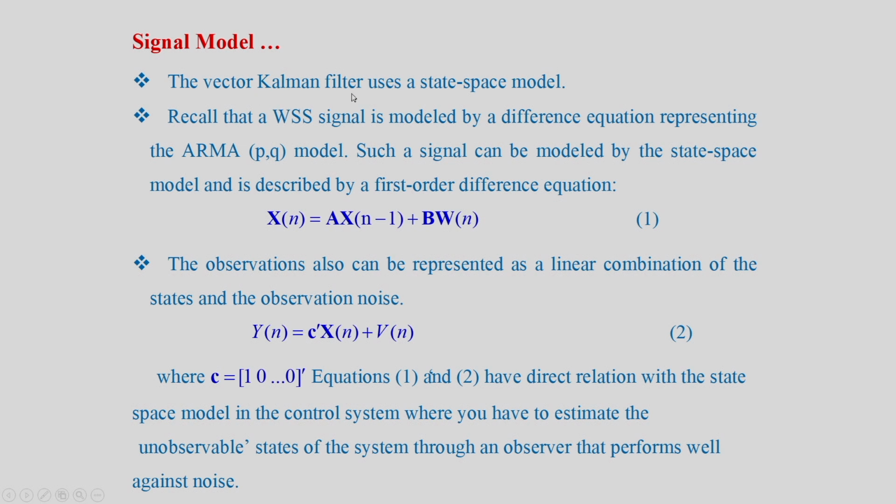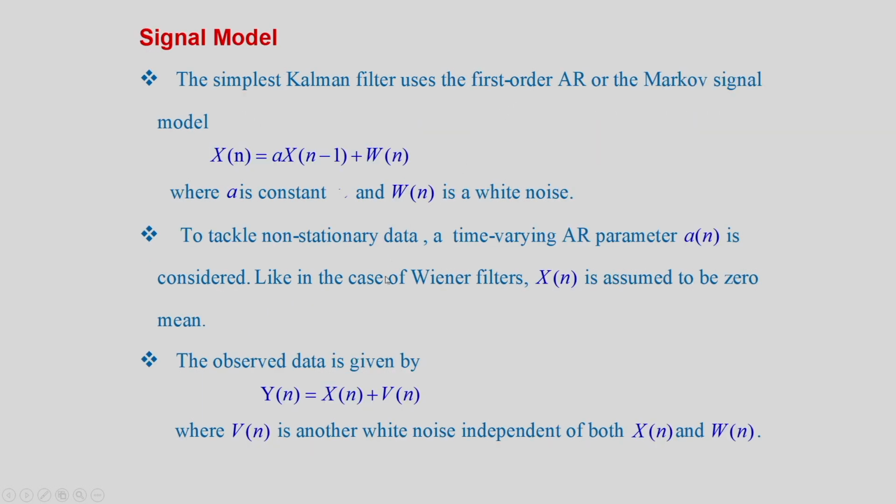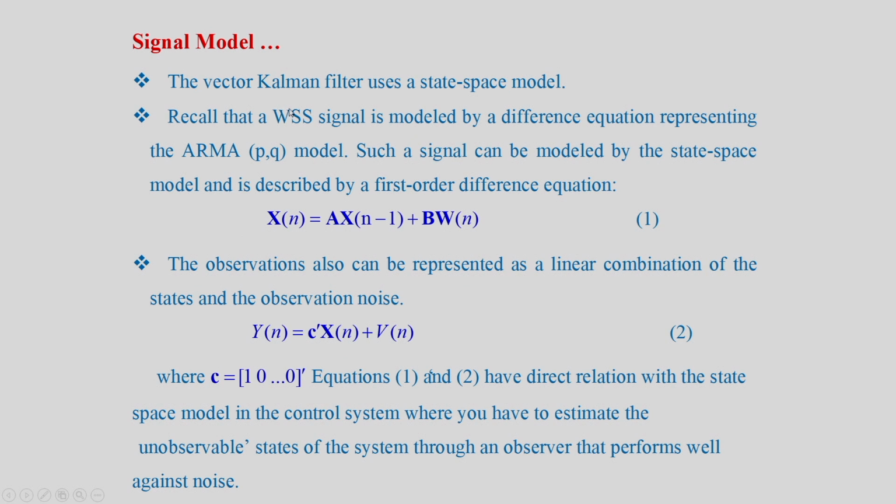The vector Kalman filter uses a state space model, instead of this simple model, x[n] = a x[n-1] + w[n] and y[n] = x[n] + v[n]. Recall that a WSS signal is modeled by a difference equation representing the ARMA(p,q) model.